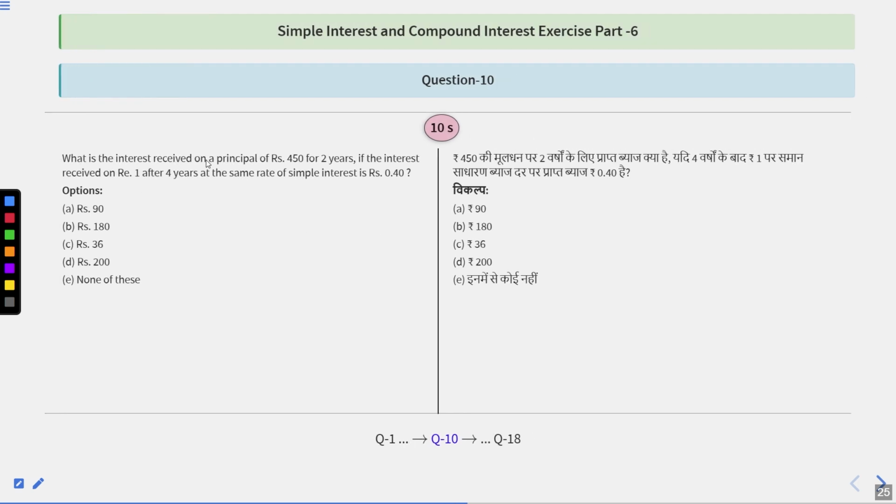What is the interest received on a principal of rupees 450 for 2 years if the interest received on rupee 1 after 4 years at the same rate of simple interest is rupees 0.40? You have 5 options and 10 seconds to analyze the question. Your time starts now.